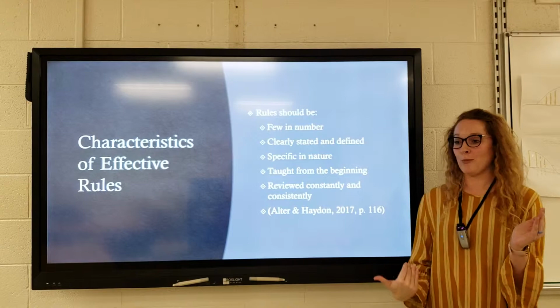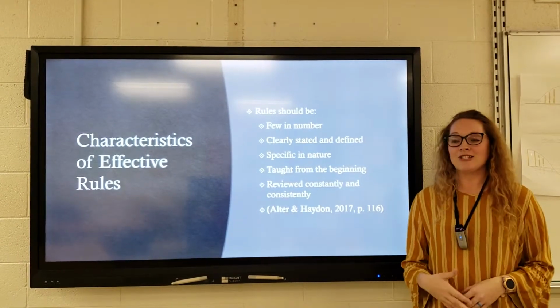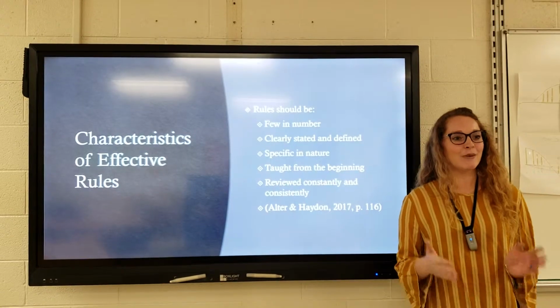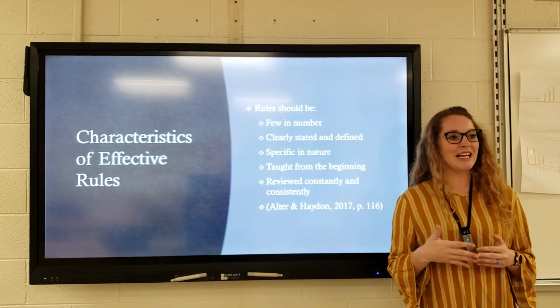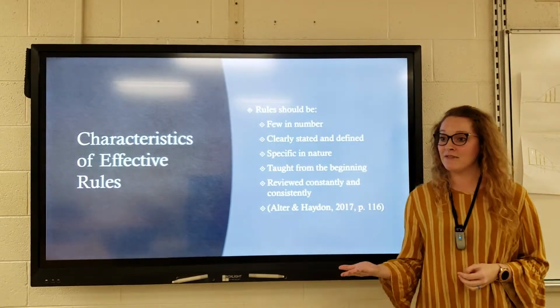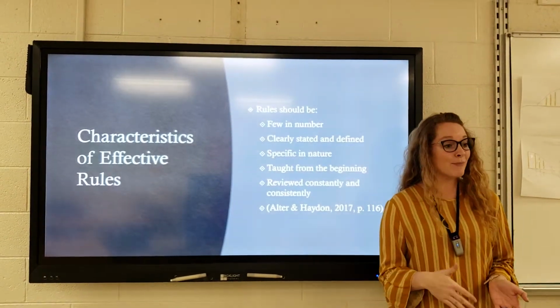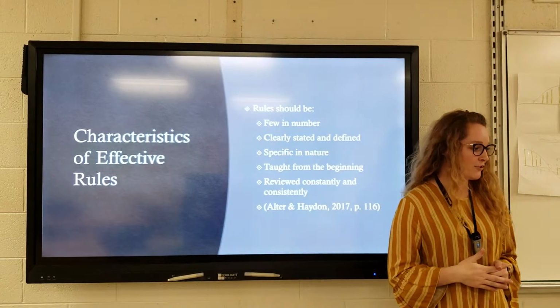It's also important that those rules are clearly stated. If they're really long, paragraph-style rules, students are not going to read them. Students are not going to remember every component. So we need to make sure our rules are clear and concise, but specific. We want them to know exactly what we mean and exactly what we expect when they come into our classroom.